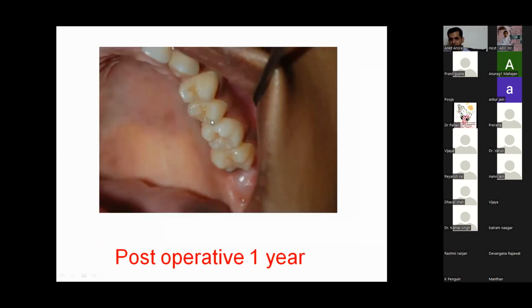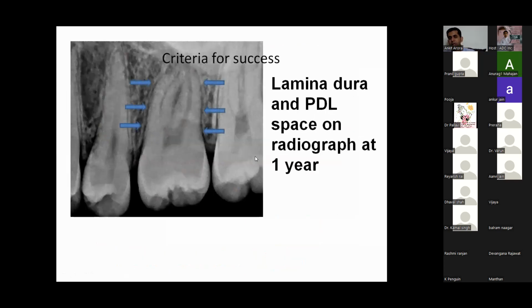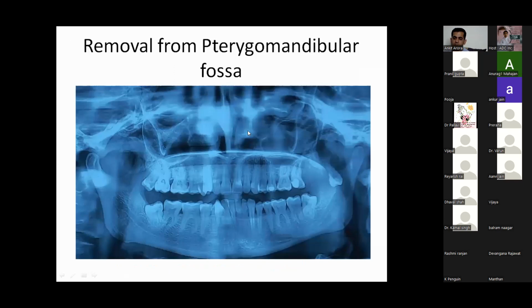We suture it up and tell the patient not to take any food for a month, and this is how it is. Post-operative 1 month, 1 year, sorry. And there was no mobility as well as no periodontal pocket, right? And when we took an IOPA, we found a proper lamina dura and periodontal ligament space on the radiograph, post-operative 1 year, right? This is how it was.